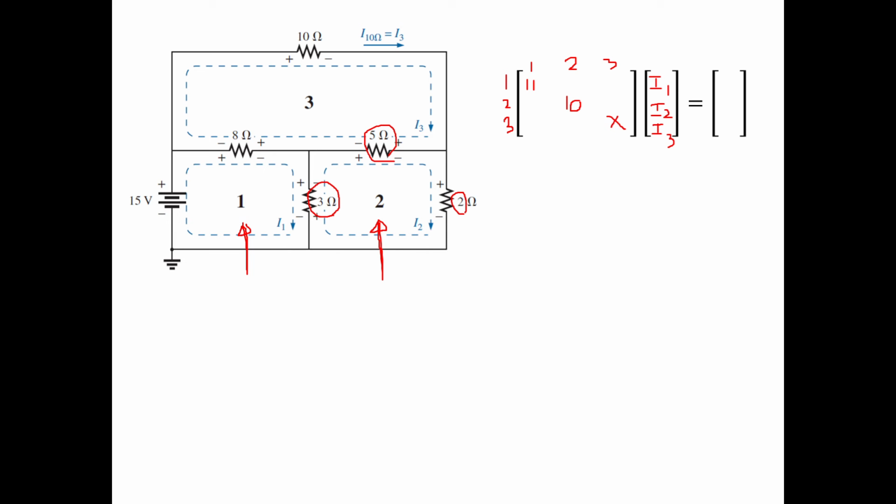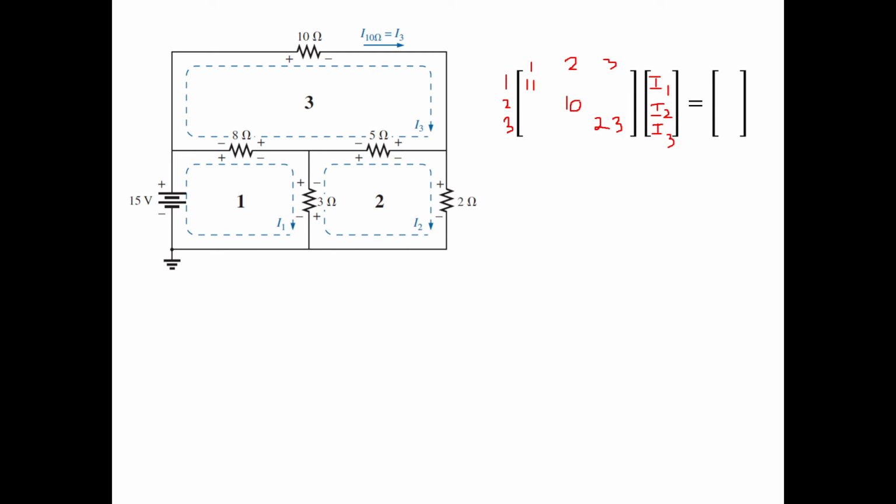Now what do you do for 3, 3? You have to fill this element. So go to loop number 3 and find the resistances. This resistance is in loop number 3, this resistance is in loop number 3, and this. So 10 plus 8, 18 plus 5, 23. Now we have completed the diagonal elements. We are using rule number 1. We just add all the resistances in the loop and put it directly there.